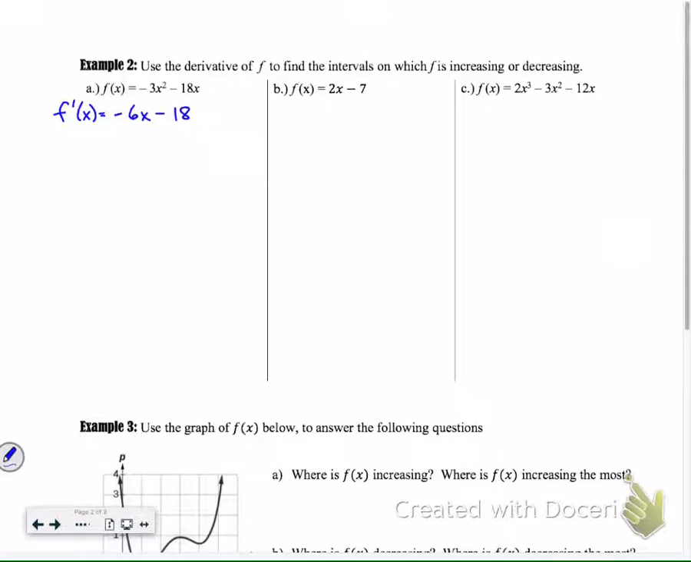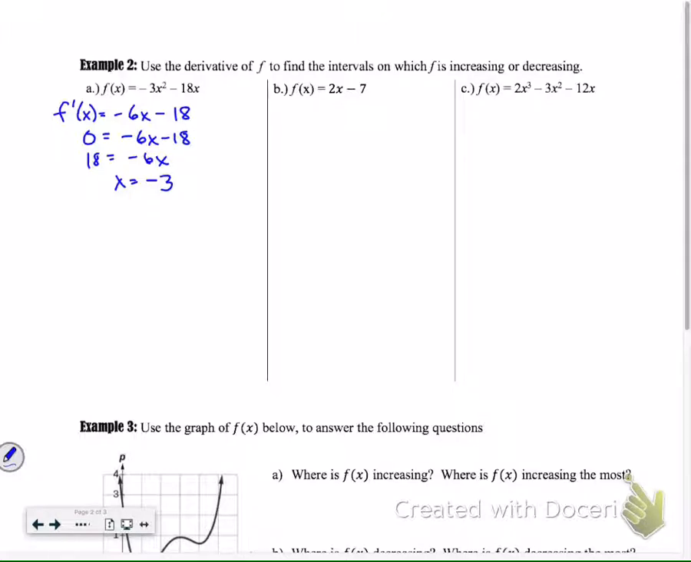Now, essentially, what I'm looking for here is that stationary point because we're going to be increasing and decreasing on either side of a stationary point. And the stationary point is when the derivative is equal to 0. So take the derivative, set it equal to 0, and then solve. So 18, negative 6x, x is negative 3.